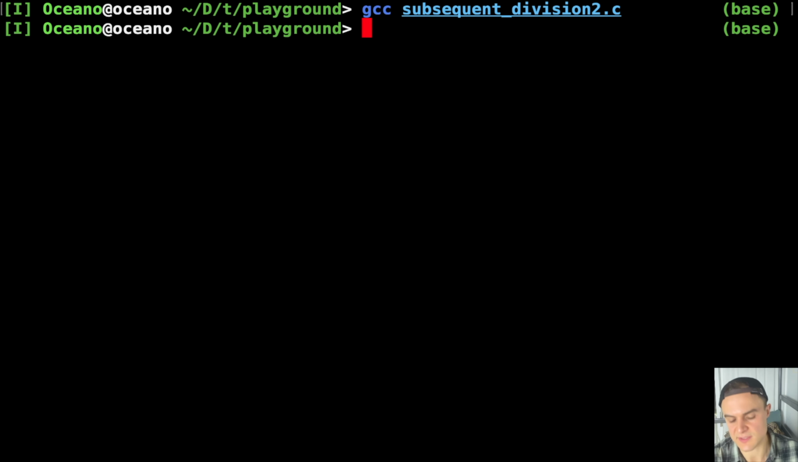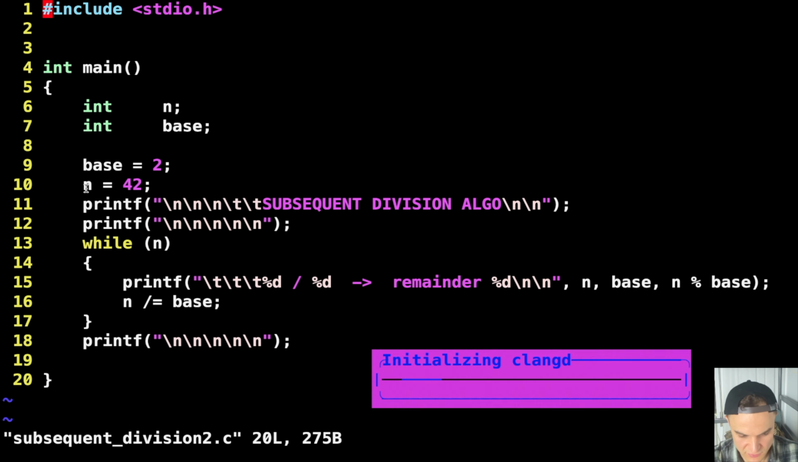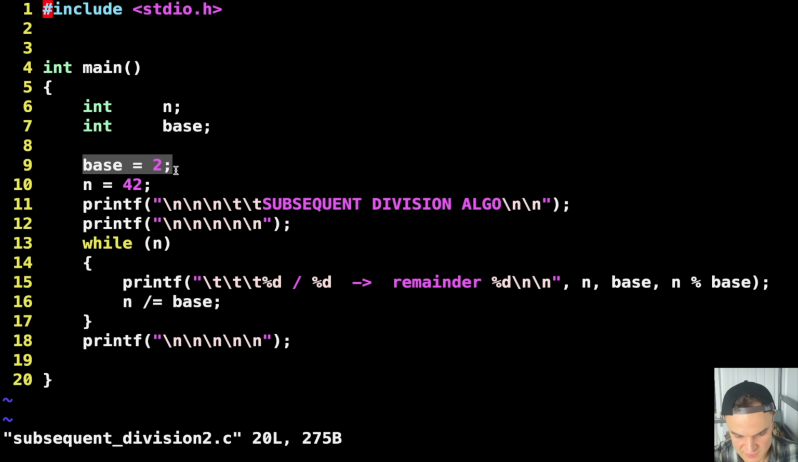Okay, I compile. Basically, it means translate this code for the computer. And then I'm going to launch the program. Boom. Look carefully now. I have this number, which is the number 42. As you can see from here, I have the number 42 and the base, which is base 2.